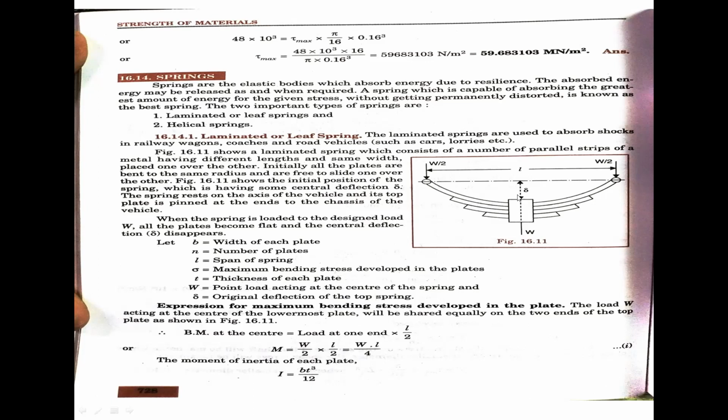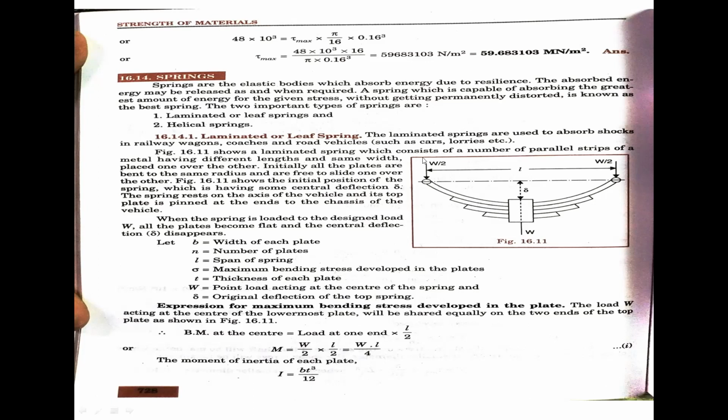Now, the expression for maximum bending stress. You have to derive the formula for the maximum bending stress developed in the plate. The load W acting on the center of the lowermost plate will be shared equally on the two ends of the top plate, as shown in figure 16.11.